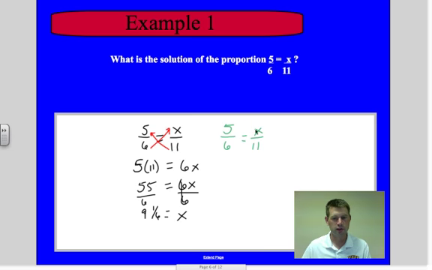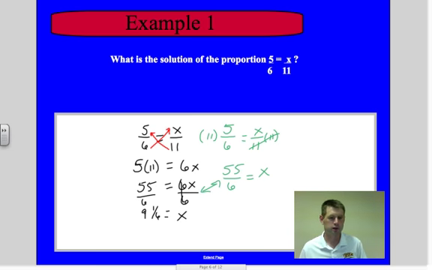But since it's in the numerator here, we can just do what we've been doing in solving equations, and that is to multiply both sides by 11. When you do that, you get 55 over 6, and then these 11s are going to cancel, giving you just x. You'll notice that these two lines right here are the same. It's exactly the same thing, just that we do it quicker with one step.